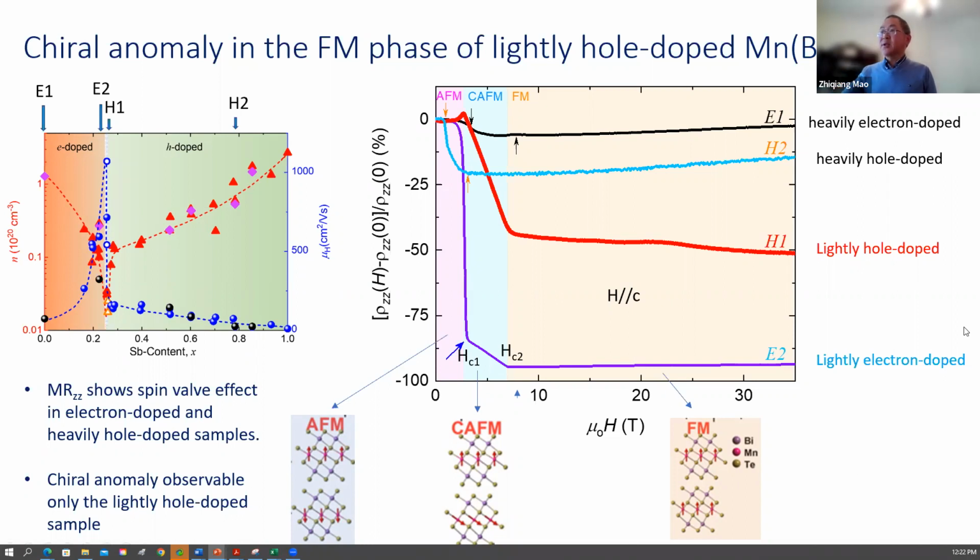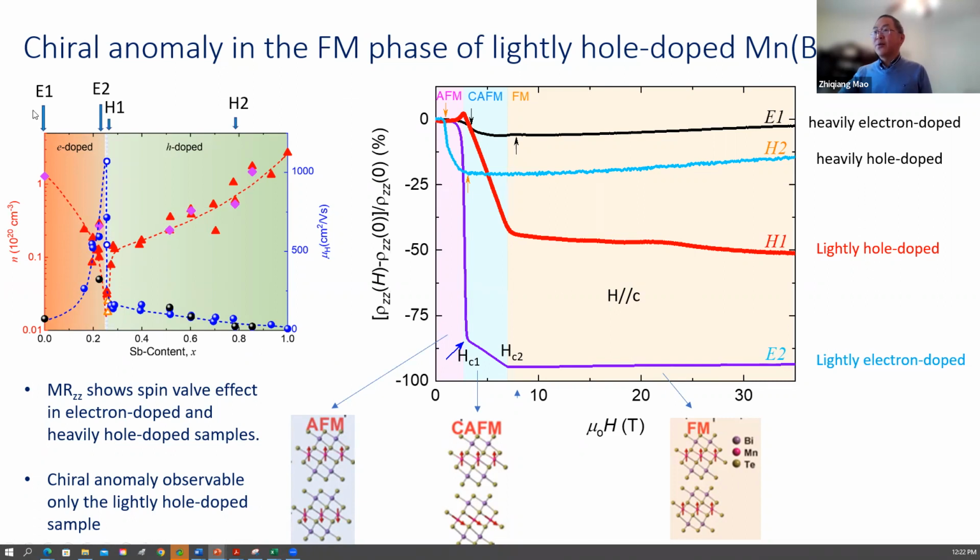So to demonstrate that effect, we measured 4 samples. We measured the C-axis longitudinal magnetoresistivity. We selected 2 lightly doped samples. E2 is lightly electron doped. H1 is lightly hole doped. E1 is a pristine compound, heavily electron doped. H2 is heavily hole doped. Now let's compare their C-axis longitudinal resistivity.